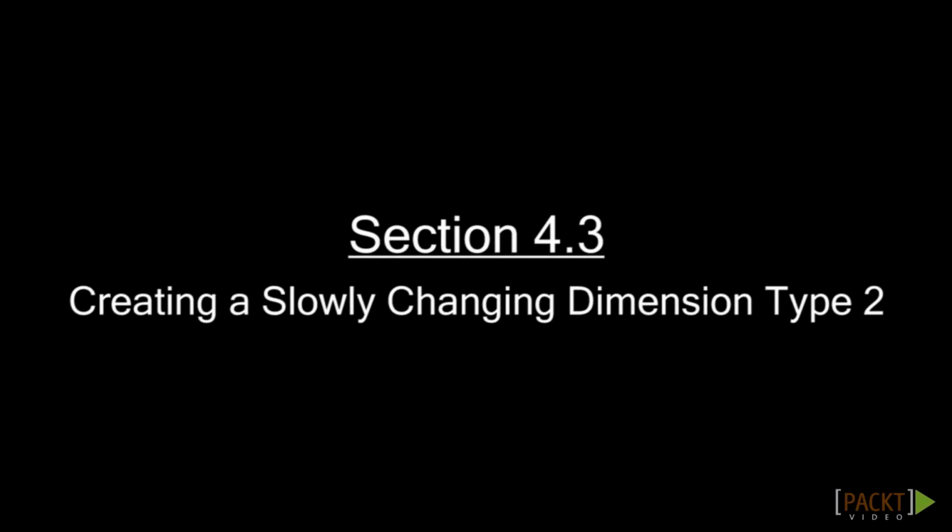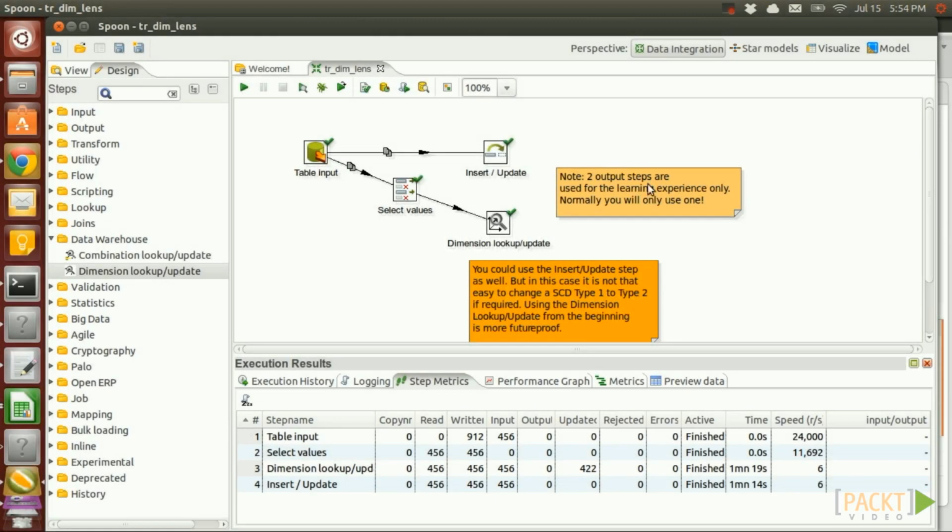Welcome, ladies and gentlemen, to the third part of the slowly changing dimensions section. Previously, we had been looking at populating a slowly changing dimension of type 1, where we didn't want to preserve the history. Now, with our custom market data, we want to preserve the history, so we'll be looking at creating a transformation to populate the slowly changing dimension of type 2.